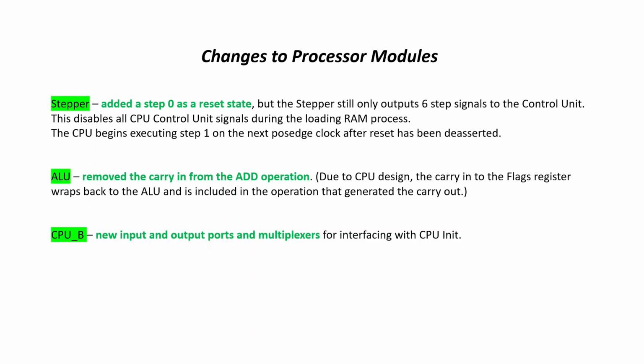And then the ALU, I needed to remove the carry in, and I'll show you this here in a second because it's wrapping around. So when you have a carry out from an overflow on addition, it's being set into the flags register, and that carry out becomes a carry in, which is being driven back into the ALU and being included in the same addition instruction, which is no bueno. So just took the carry in out. And then CPU B just added some new inputs and outputs and some multiplexers, which I'll talk about here.